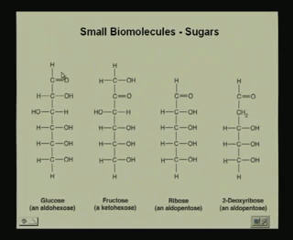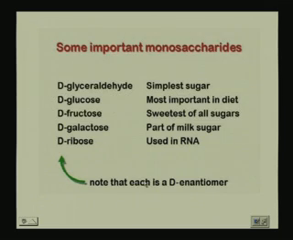So, these are the small biomolecules that are extremely important, or probably the most important ones, where we have glucose, fructose, ribose and 2-deoxyribose. So, these are some other important monosaccharides.